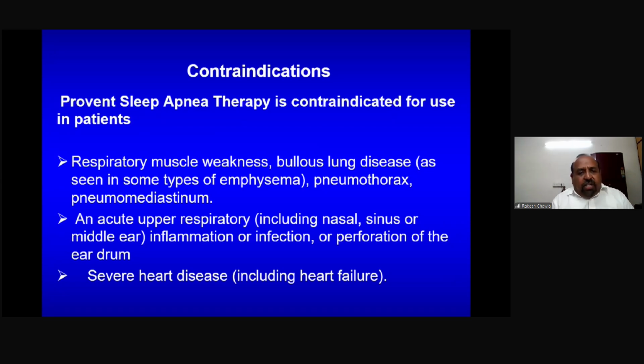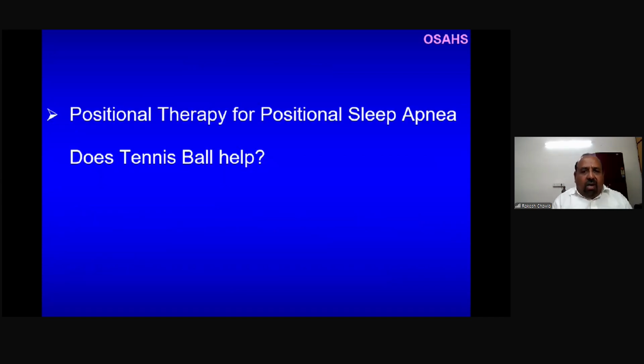If the patient has respiratory muscle weakness, or bullous lung disease, or pneumothorax, or pneumomediastinum, because, as I told you, when you exhale the pressure is built up back to keep the airways open. It may have an adverse effect if the patient has end-stage COPD or a pneumothorax, so that the leaks and the problems should not happen. Or acute respiratory infections or severe heart disease, the device is contraindicated.